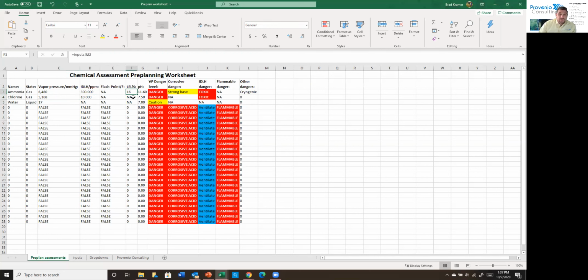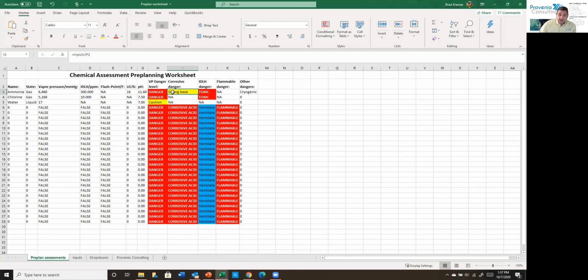And it shows you the LEL percentage, the pH. And then over here, again, this was from the pre-populated boxes in the prior worksheet. So it shows danger for the vapor pressure because, of course, that's a very high vapor pressure. And it shows the caution because it's a strong base.